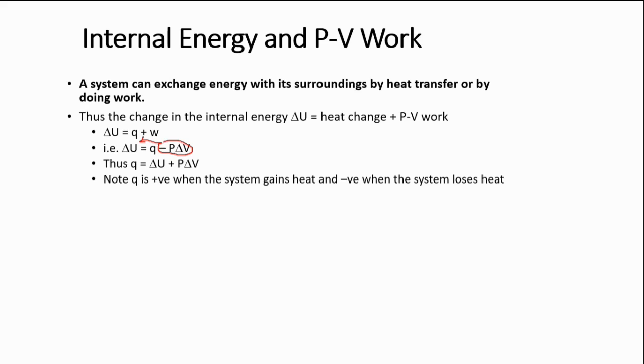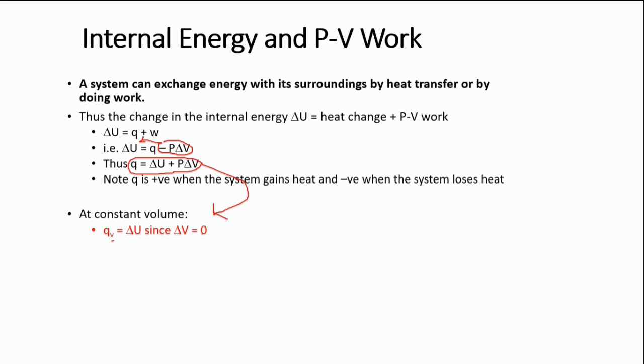Now, note, Q is positive when the system gains heat. However, Q is negative when the system loses heat. So when heat is transferred out of the system, Q is negative. However, when heat is transferred into the system, then Q is positive. Now, this part is even more interesting. Look at what is happening here. Q subscript V, meaning constant volume, is equal to delta U when delta V is equal to 0. And all of this comes from that expression.